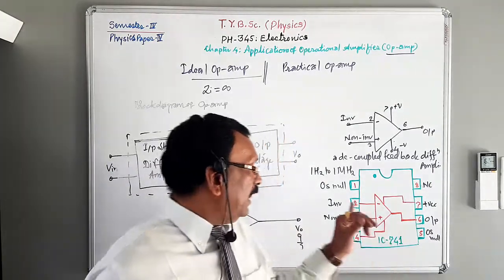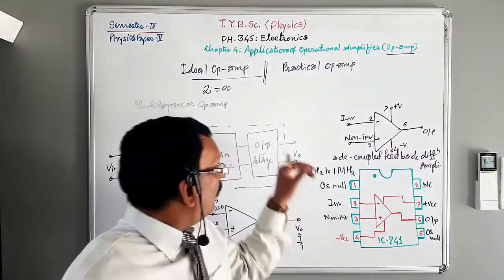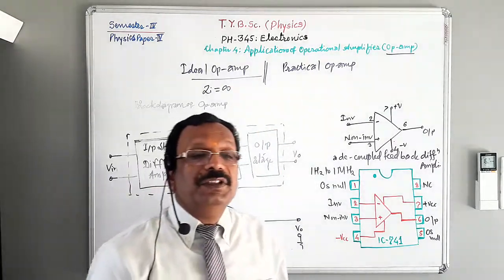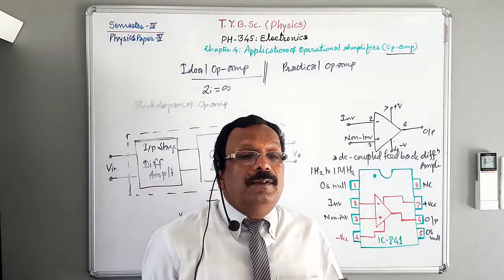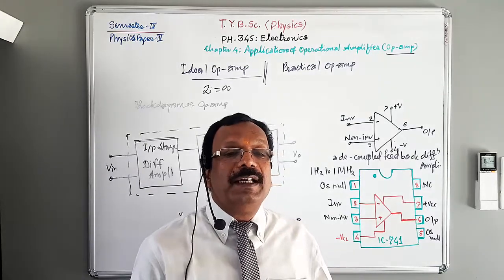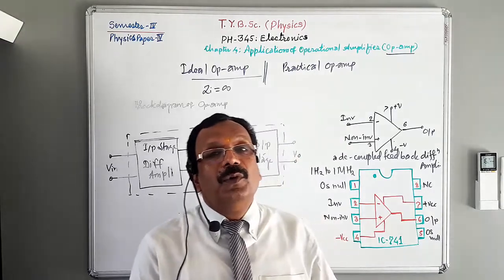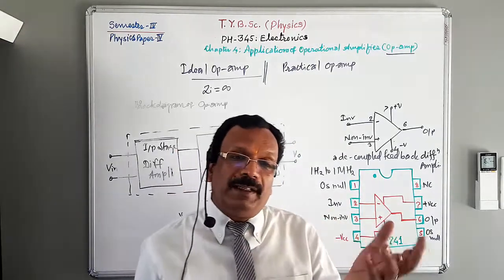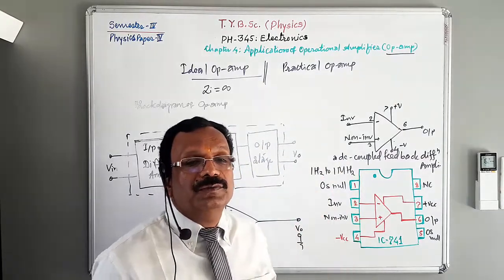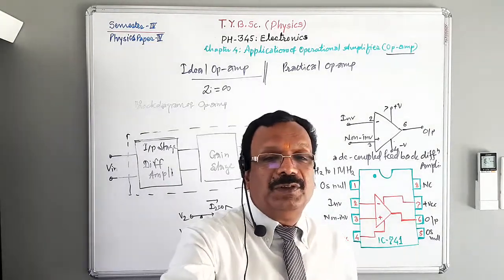Then second, output impedance. The output impedance of an ideal op-amp is 0. This ensures that the output voltage of the op-amp remains the same irrespective of the value of the load connected. Whatever the load connected to the output, the output remains the same, because the output impedance is 0.